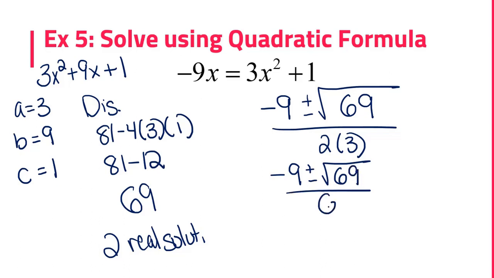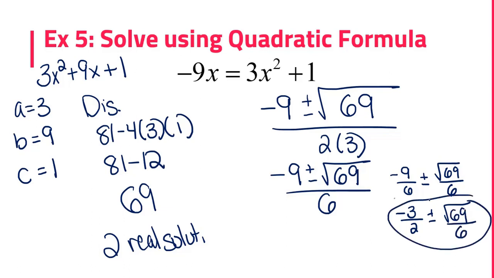2 times 3 is 6. So now I cannot break down this 69, okay? It's got to stay there. But I can simplify this negative 9 over this 6. But I can't simplify that. I'm going to break this into two fractions. So negative 9 over 6 plus or minus the square root of 69 over 6. Well, this technically breaks down into negative 3 over 2 plus or minus the square root of 69 over 6. This is an accepted answer, and so would this be an accepted answer for both of your x answers.